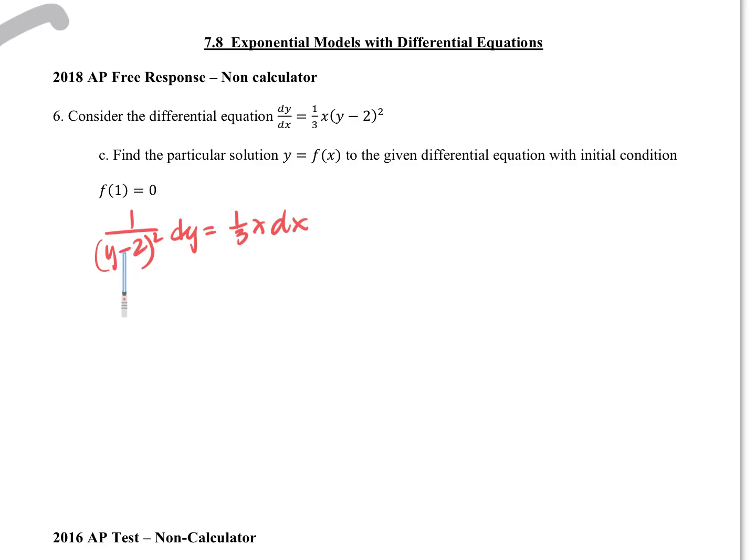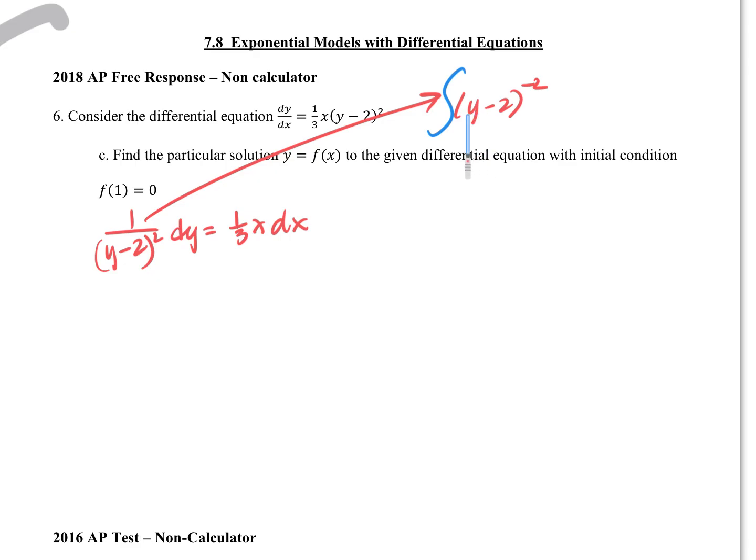This left side is ugly. We can't take an integral of this unless I wrote it like a power rule. How could I write that like a power rule? That's the same as y minus 2 to the negative second. Can I take an integral of that? And you might be like, no, we've never done this, and you're right. But what's the derivative of my inner here? 1. So when the derivative of the inner is 1, we don't have to do u sub or anything.